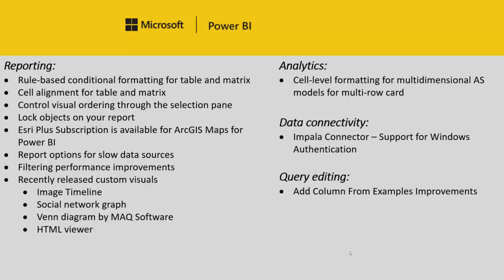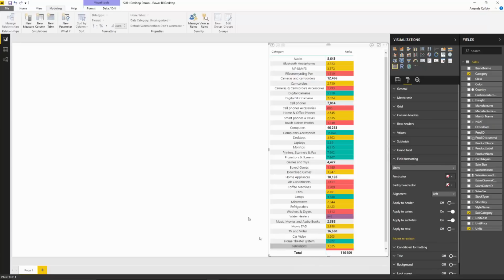This month, we are adding another feature to the selection pane, which is the ability to control the visual ordering through the selection pane. So what this means is if you have two objects overlapping, there's always one showing on top of the other. And through the selection pane, you're now able to easily shift things around in that ordering. So let me show you that.